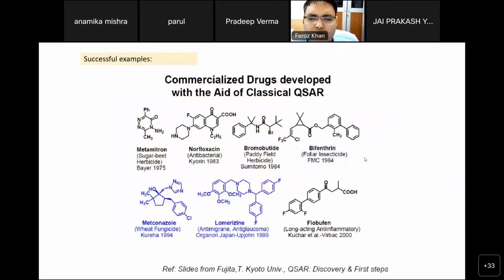Now see the successful examples. I'll just list some of the drugs published in research papers. I just took the snapshot. For example, norfloxacin, lomerizine, metconazole, flubufen, they all were identified through the QSAR approach. So you can use this approach, and it is a very old approach. The classical QSAR means 2D QSAR, the two-dimensional QSAR approach.